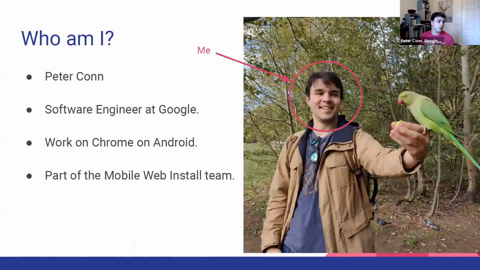So who am I? I am Peter Conn, Peter Edmund Conn, if you're wondering where the E in my username comes from. I've been working at Google for about 5 years now on the Chrome for Android team. Within that, I'm on the mobile web install team. I'm the tech lead for Chrome custom tabs and for trusted web activities. And the mobile web install team is also responsible for web APKs.